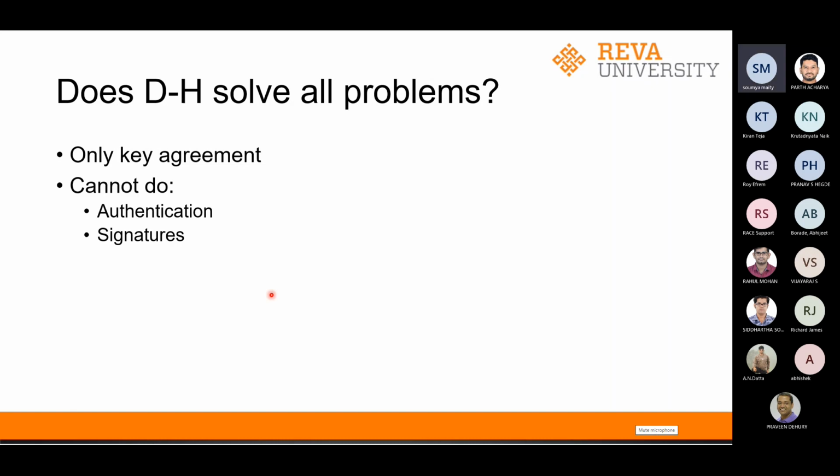And we cannot do authentication and signatures with Diffie-Hellman, because signing a key is not possible. Signing something is not possible.